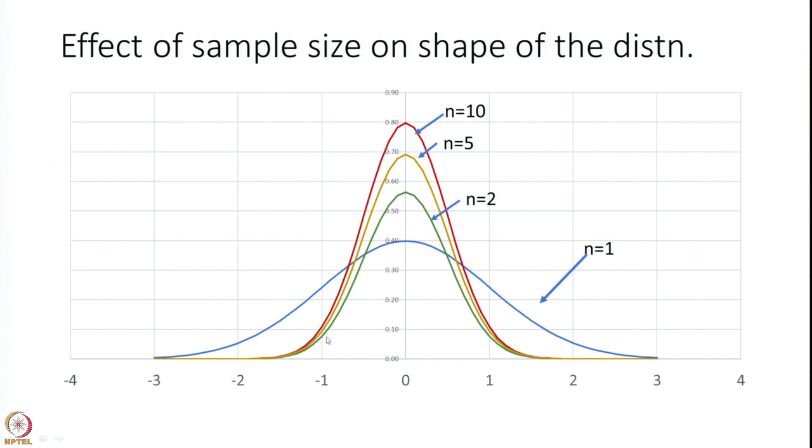It means that as your n value becomes larger and larger, the distribution becomes closer and closer to the mean value, the population mean, because we have taken standard normal distribution. It is a population mean value mu, and it is coming closer and closer to that.